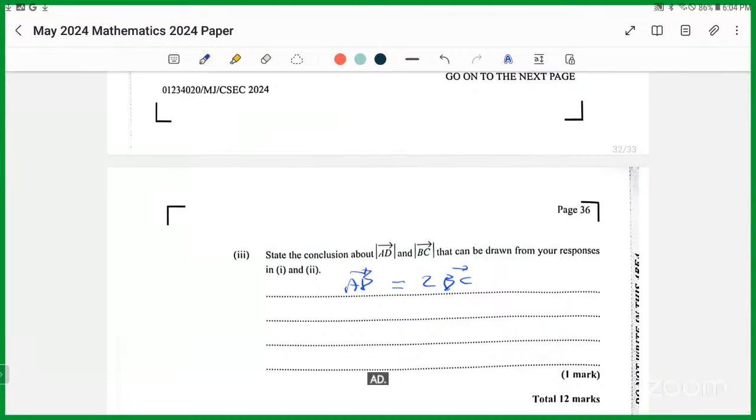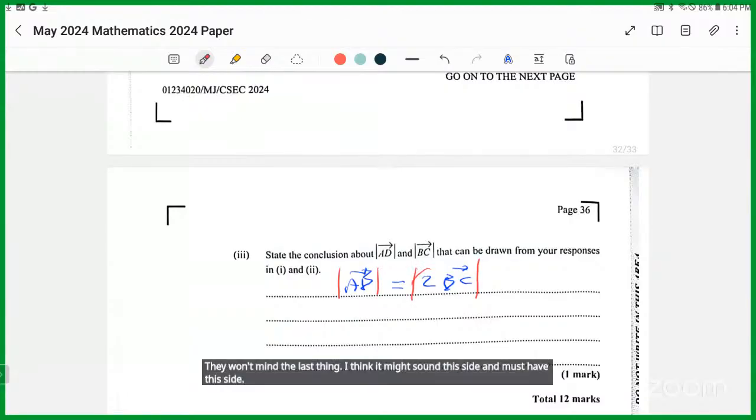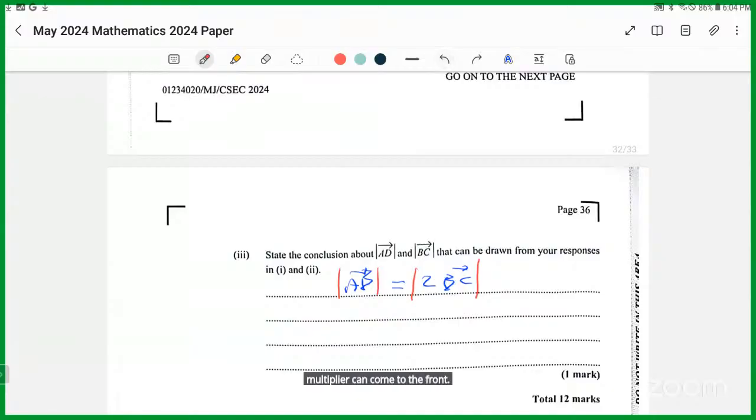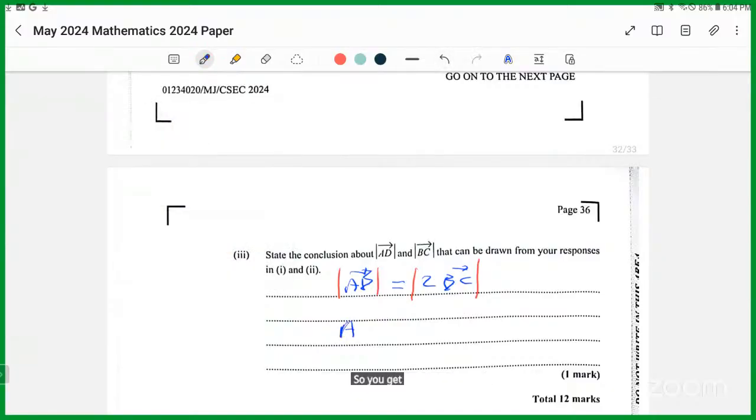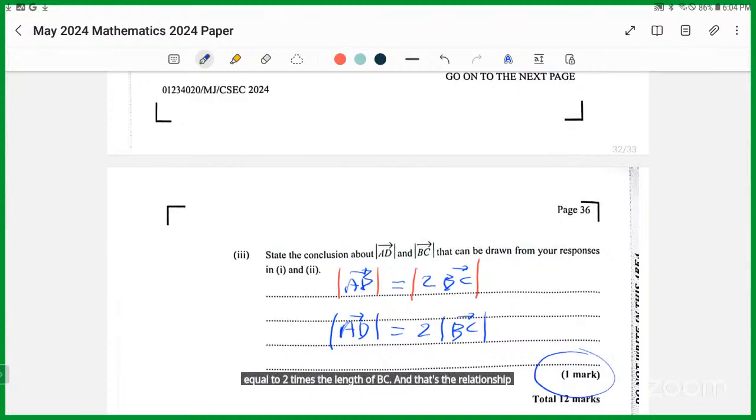Now, if we take the modulus of both sides, because they want the modulus, I'm going to take the modulus of both sides and show you. Take the modulus of this side and the modulus of this side. When you take the modulus of this side, this multiplier can come to the front as a multiplier. So you get the modulus of AD, which is the length of AD, equal to 2 times the length of BC. And that's the relationship between them. See there, 1 mark for that.